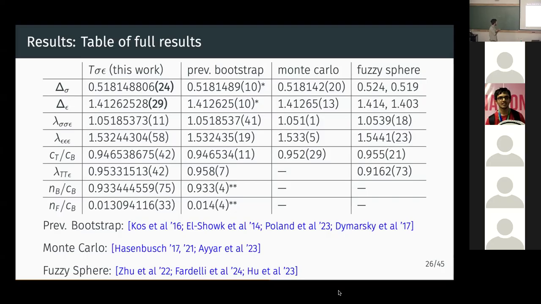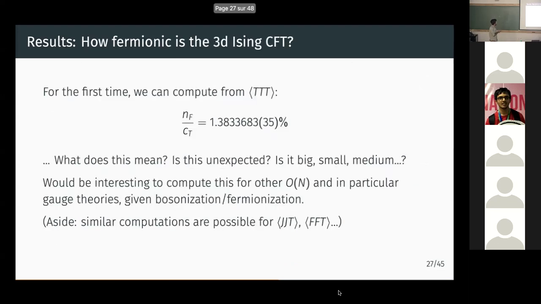So just to comment on that briefly, if you now take NF over CT, you can get a percentage, and you can find that the 3D Ising CFT is 1.38336 percent fermionic, which is a bit funny. But again, as of writing this presentation, I wasn't aware of any other results that were remotely similar to this. So it's very hard to get a sense of, is this big, is this small, is this medium? Like, I would really like to know that. That would be very interesting.